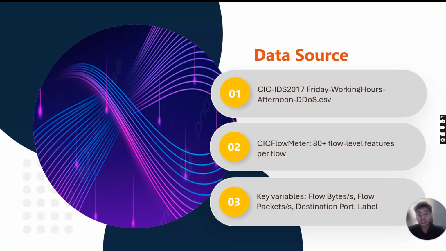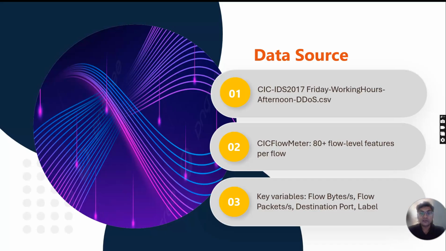The analysis focuses on the Friday working hours afternoon DDoS file, which is from the dataset that I use, CIC IDS2017. This file was generated by CICFlowMeter, which aggregates packets into bidirectional flows and computes more than 80 traffic features, including volume, timing, and flag-based indicators.